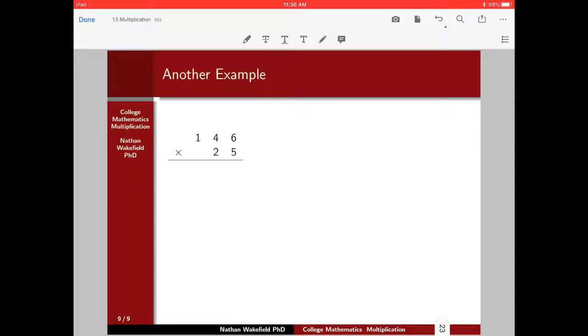What about something like 146 times 25? Here things get a little more complicated, but we can still handle this with the standard algorithm. What do we know? We know that we're going to multiply out individually. So 5 times 6, I get 30. I'm going to take 5 times 40. One way that people like to do this is to write a 0 here and just consider this as 5 times 4. And that's fine. That's 20.